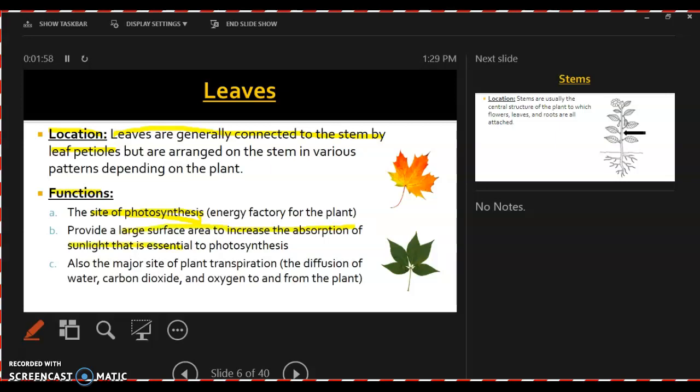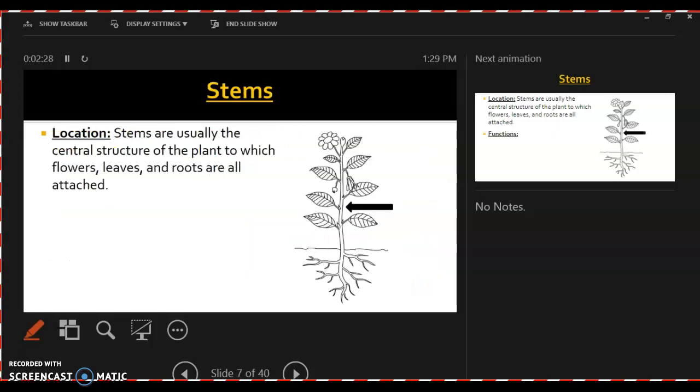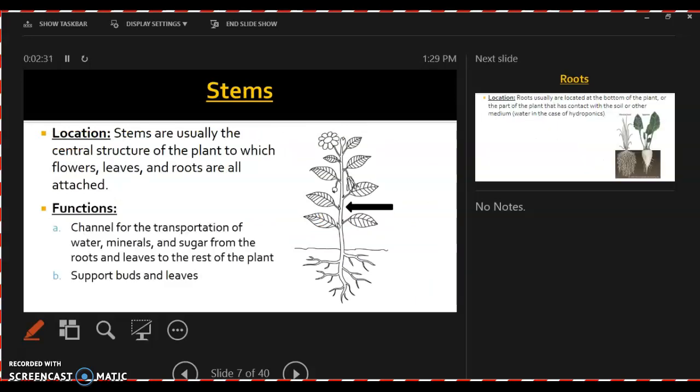In order to have photosynthesis, one key component is sunlight. So the plants do not photosynthesize during the night. And also, it is a major site of plant transpiration. So you're going to write major site of plant transpiration and the diffusion of water, carbon dioxide, and oxygen to and from the plant. All that is saying is water, carbon dioxide, and oxygen is what the plant needs to generate photosynthesis.